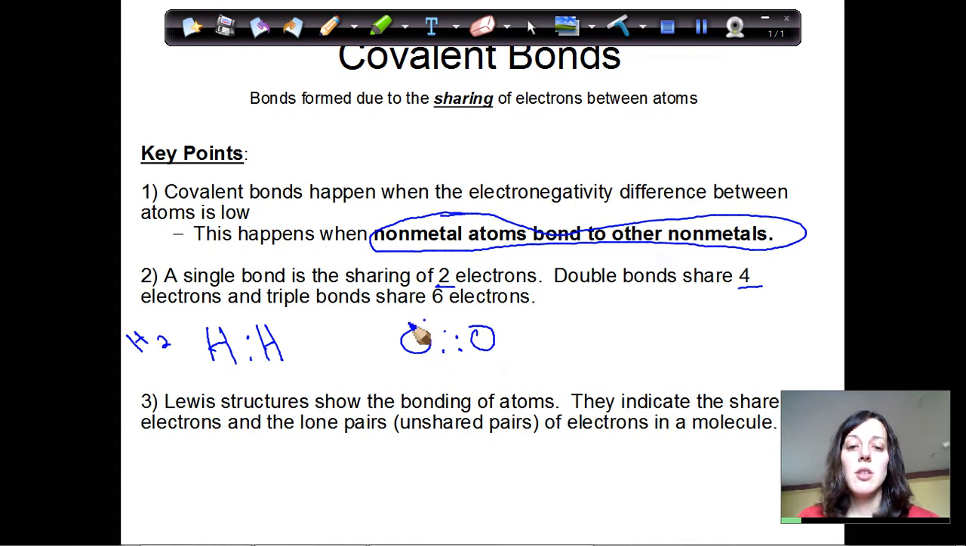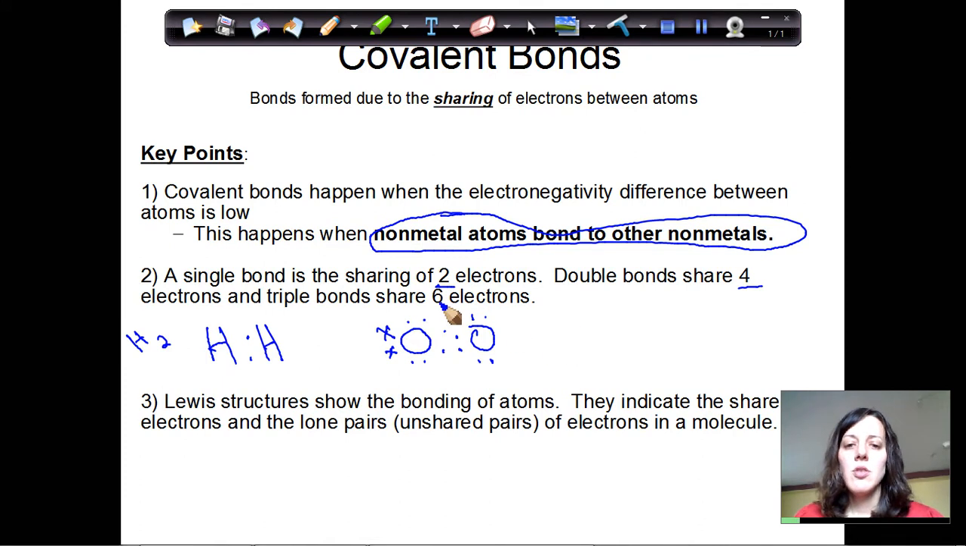Each oxygen actually has other electrons that they aren't sharing. These pairs of electrons are called unshared pairs, or lone pairs is the term that I typically use. So this oxygen atom, oh, I drew too many, excuse me. Let's get rid of those. This oxygen atom has 1, 2, 3, 4, 5, 6, 7, 8 electrons to make it stable, as well as this oxygen atom also has 8 electrons. It has 4 that it's not sharing, and 4 that it is sharing, and that is a double bond.